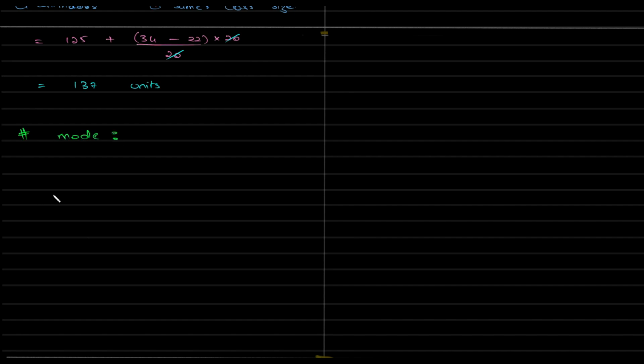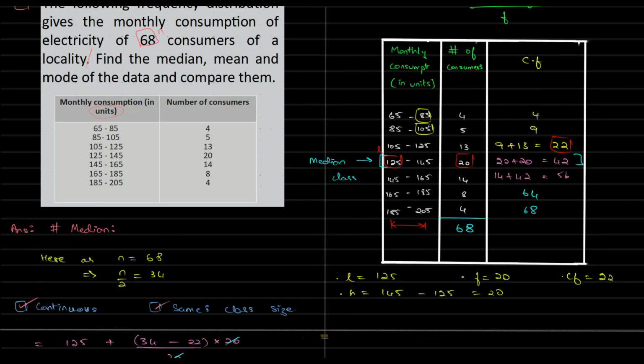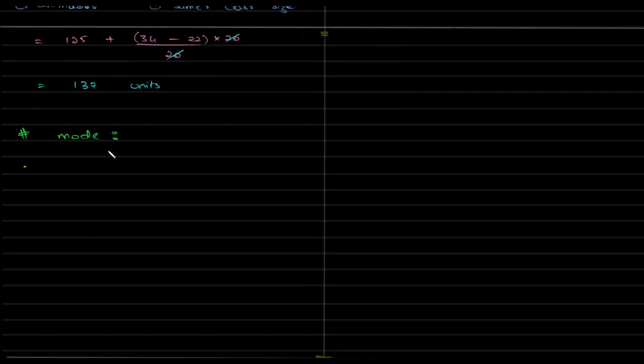Next, we have enough space for mode. Let's do mode. For mode, what are we looking at? We are looking at the highest frequency class. Have a look and figure out what we have to find. The highest class frequency, or maximum class frequency, is 20. So we are looking at L to be that. This is f1, this is f0, this is f2, and we know h. That's all we need to know, and now it is a matter of substituting.